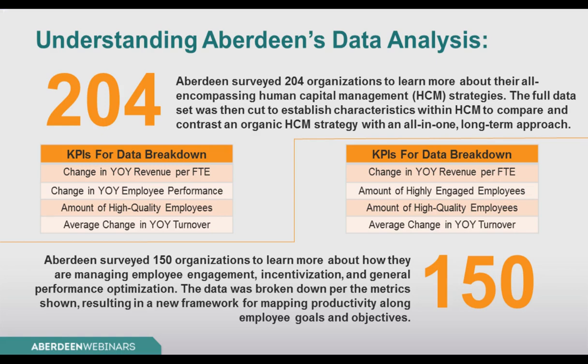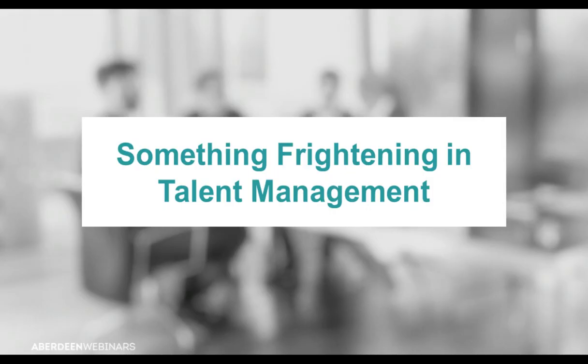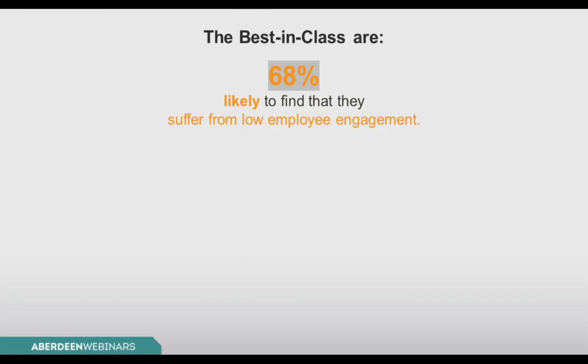The data in today's presentations comes from 2 surveys that Aberdeen conducted within the last year. The first survey returned 204 respondents and looked at trends in all-encompassing human capital management challenges, strategies, and technology. The second survey returned 150 respondents and looked more specifically at employee engagement, incentivization, and general performance optimization across both talent acquisition and talent management. With the data description behind us, now let's take a look behind the curtain at something frightening in talent management.